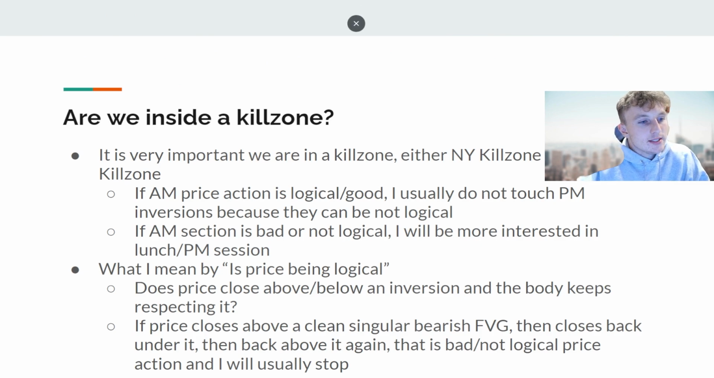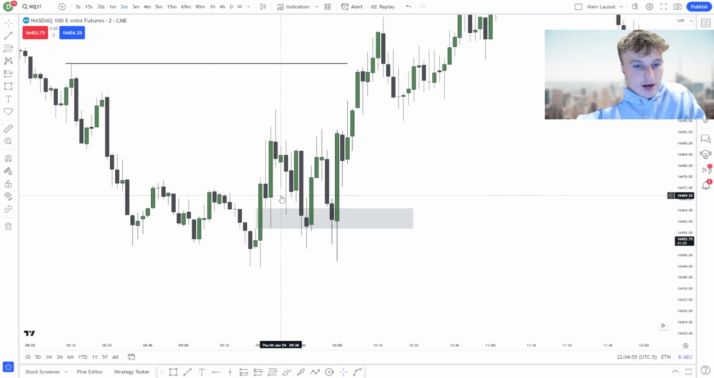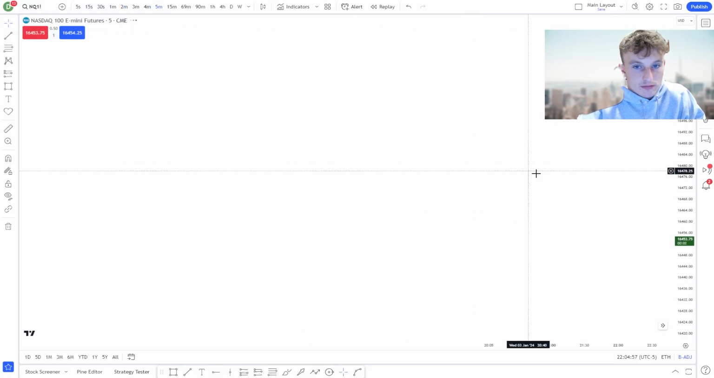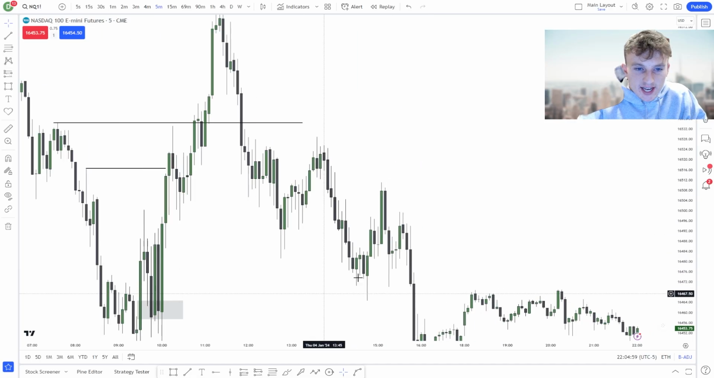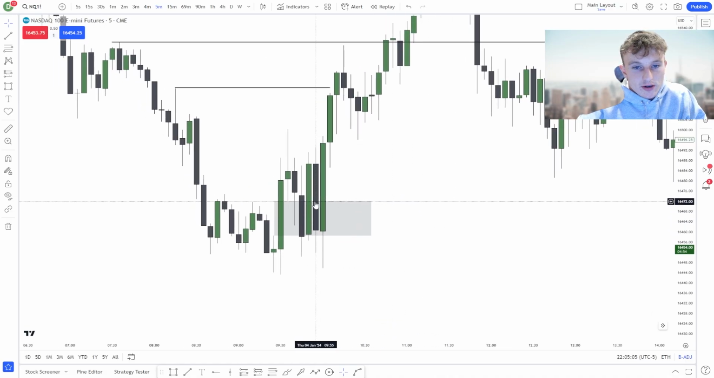So, are we inside of a kill zone? Again, we must be inside of the New York kill zone or London kill zone. I kind of explained this, but if AM price action is logical, meaning this right here is not logical. I'll show you. This price action, where we close under the fair value gap and then back above, is not logical. See how I close under and then back above? That's not logical.